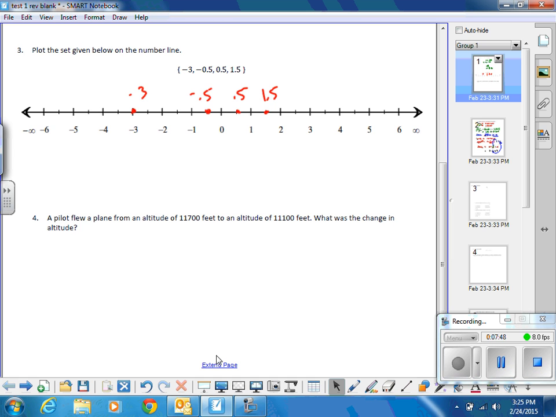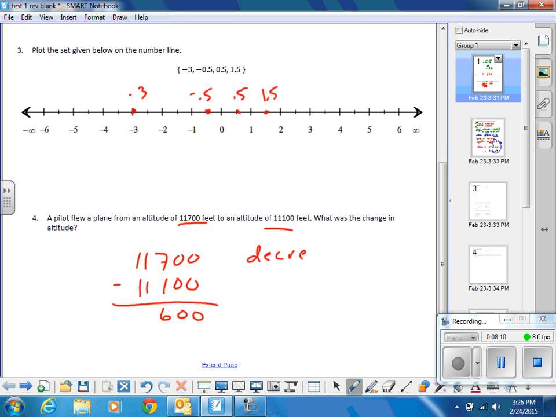A pilot flew a plane from an altitude of 11,700 feet to an altitude of 11,100 feet. What was the change in altitude? So I'm just going to subtract here. Okay? And I get 0, 0, 6. That's it. Now, here's where this can get kind of tricky. It's a decrease because the plane went down. Notice how this first number is bigger, the second number is smaller.